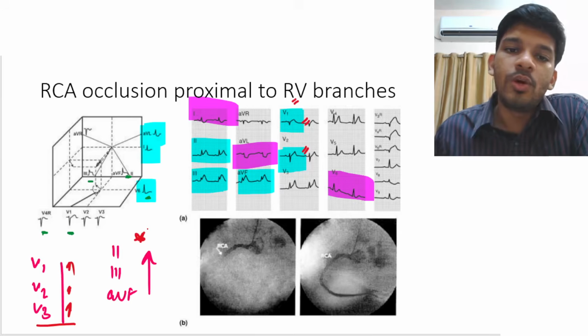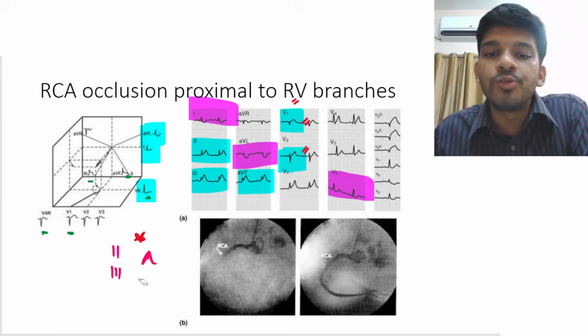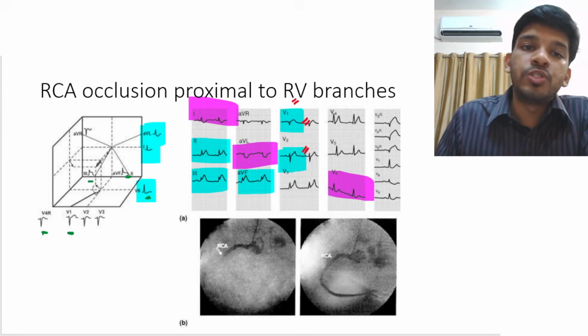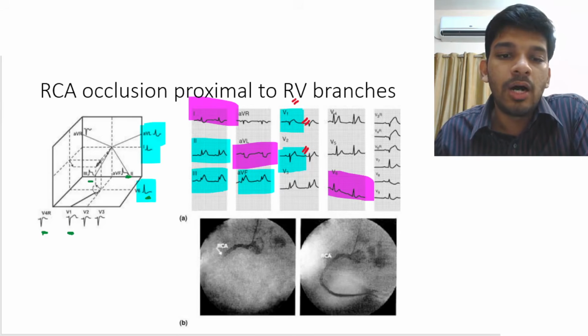Because of that, you are able to differentiate that this is a proximal RCA occlusion, which means the right ventricular wall is also infarcted. Along with that, possibly the posterior wall is also infarcted. So this is a case of the proximal occlusion.